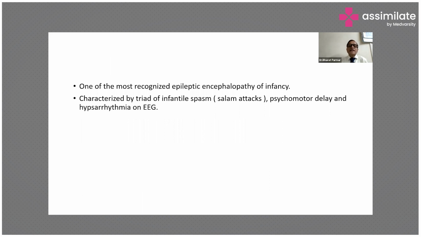One of the most recognized epileptic encephalopathies in infancy is infantile spasm or West syndrome. West syndrome is characterized by a triad of salaam attacks, psychomotor developmental delay, and hypsarrhythmia on EEG.